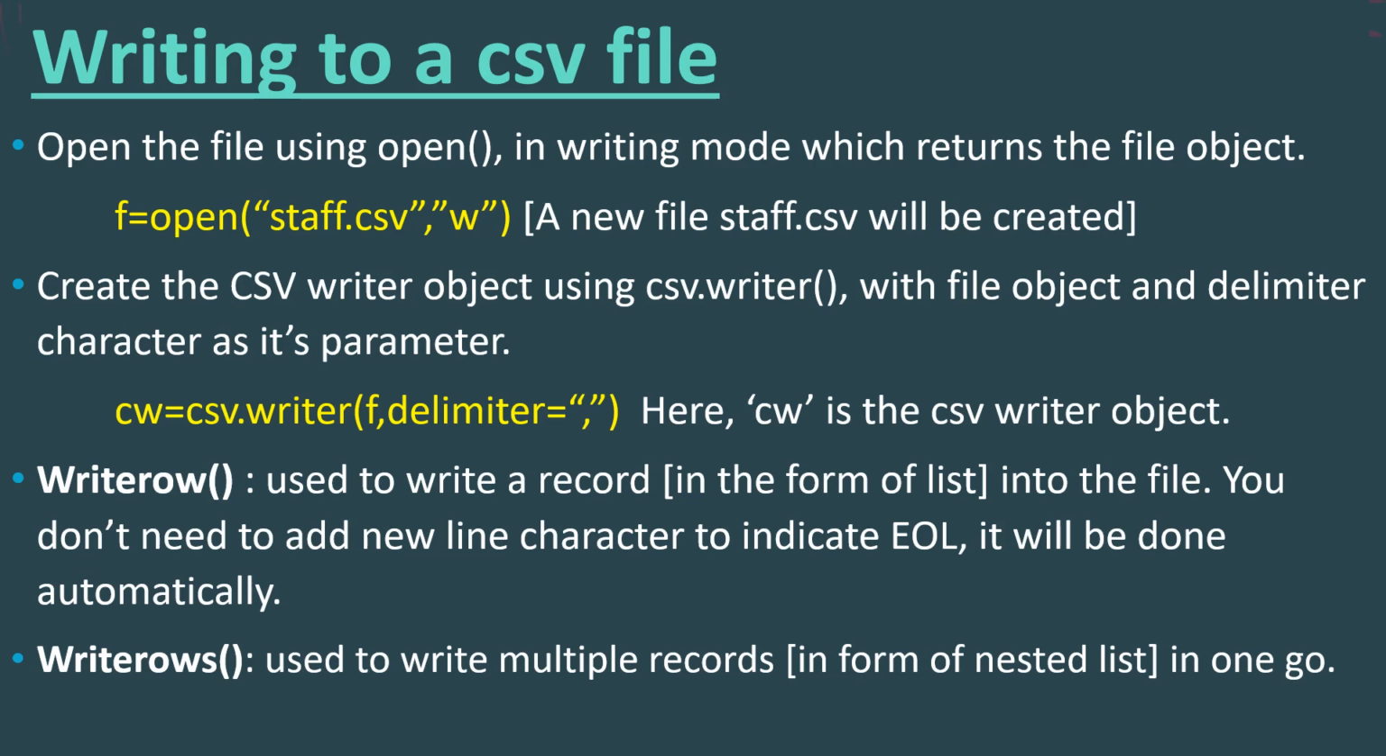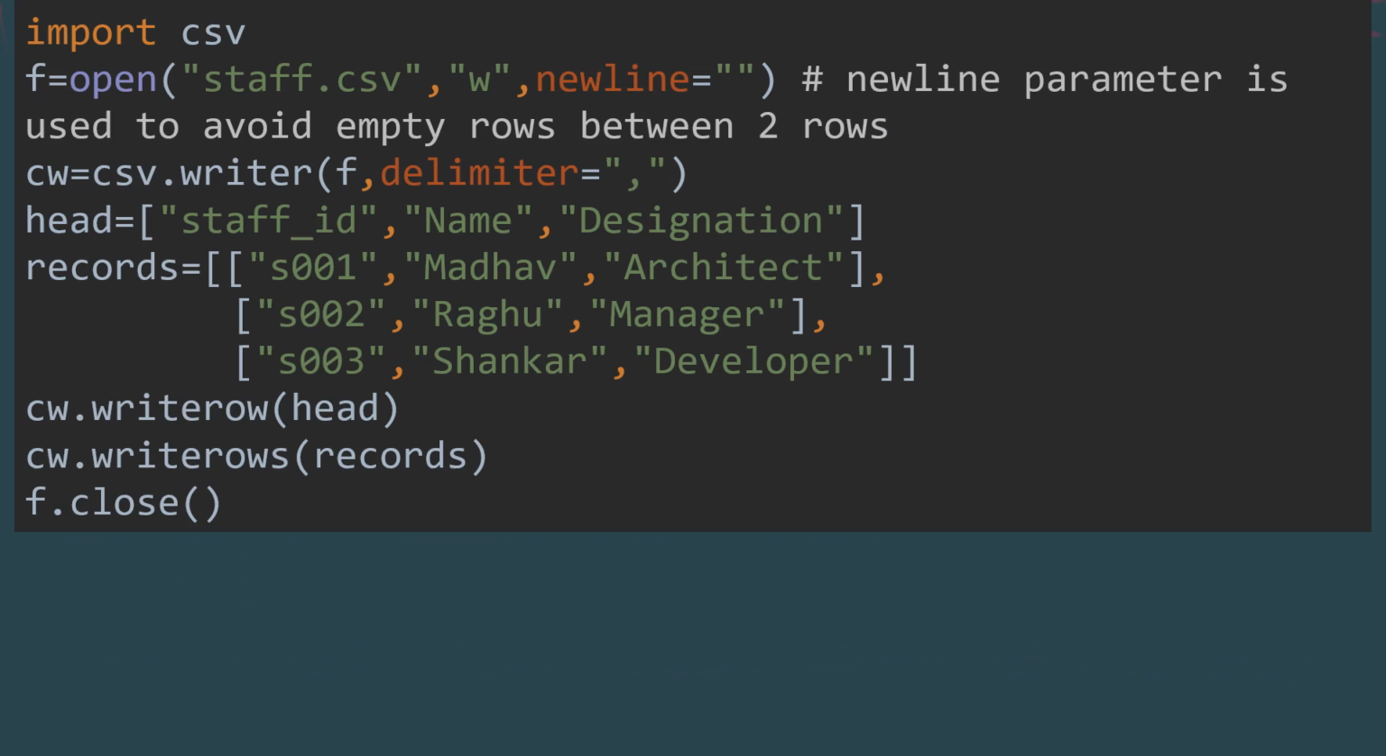So now let's see how to do this. Now see this program. Here we have used both the writerow and writerows functions to write into the CSV file. First of all, we have to open a CSV file in write mode. You have to create a file. Let's say it is staff.csv and it is opened in write mode. And here I have given one more parameter, that is newline equal to an empty string, that you have to pass within the open method.